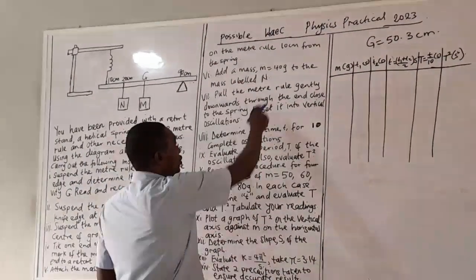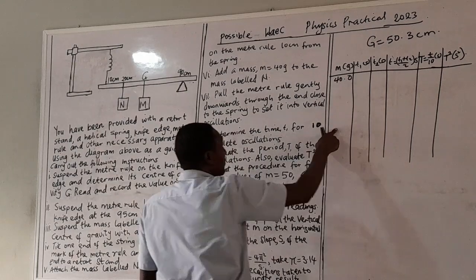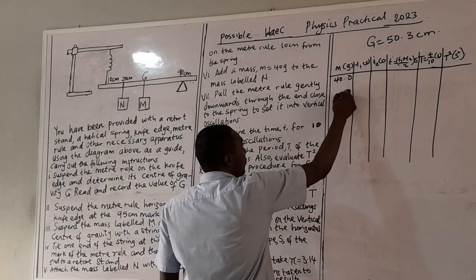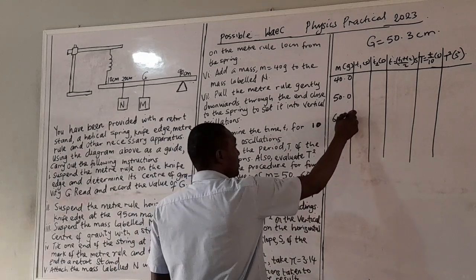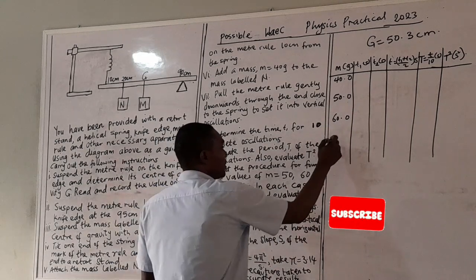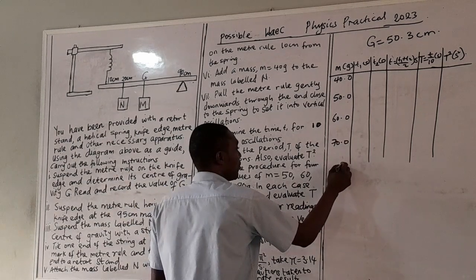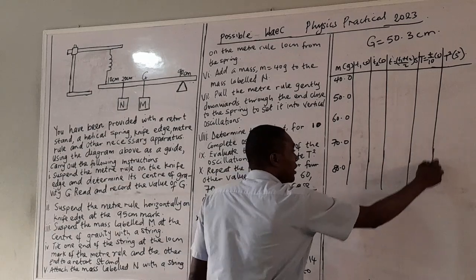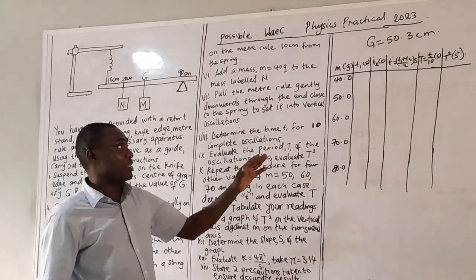So our masses are going to be 40 grams. So I'll take this to 1 decimal point, 40.0. Then I'll take this to 50.0. All of them to 1 decimal point. I have 60.0. I have 70.0. And I have 80.0. So these are the masses we are going to be using to carry out the experiment.